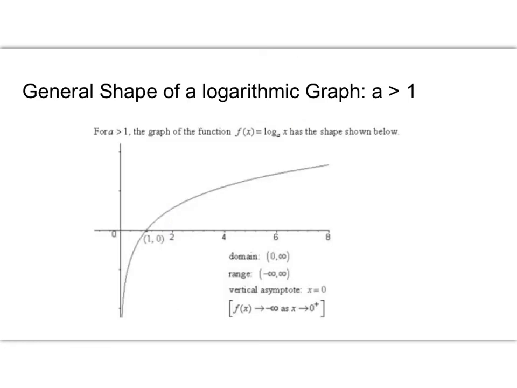So the general shape of a logarithmic graph, when our a value is greater than 1, a would be the base of our log here, so we have log base a of x. It has this shape here, right? Okay, so it's always increasing. Its domain is 0 to infinity. Its range is all real numbers, and it has a vertical asymptote here at x equals 0.